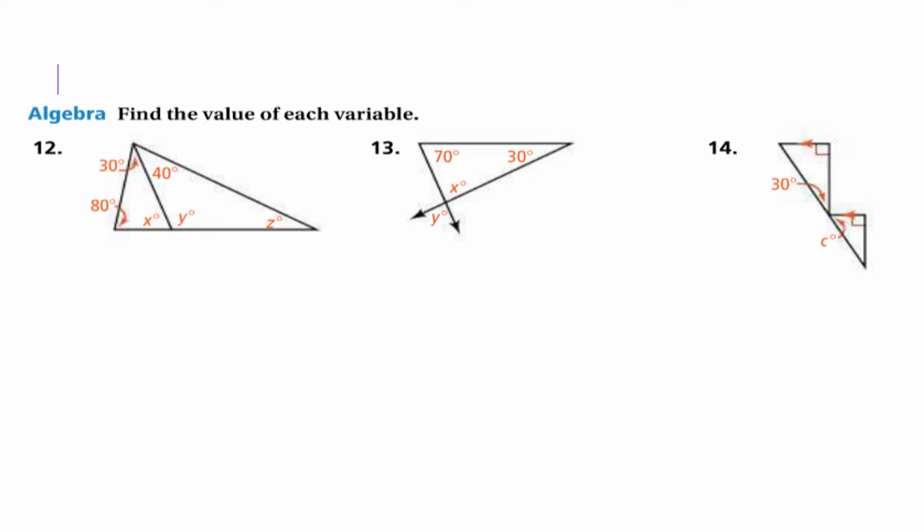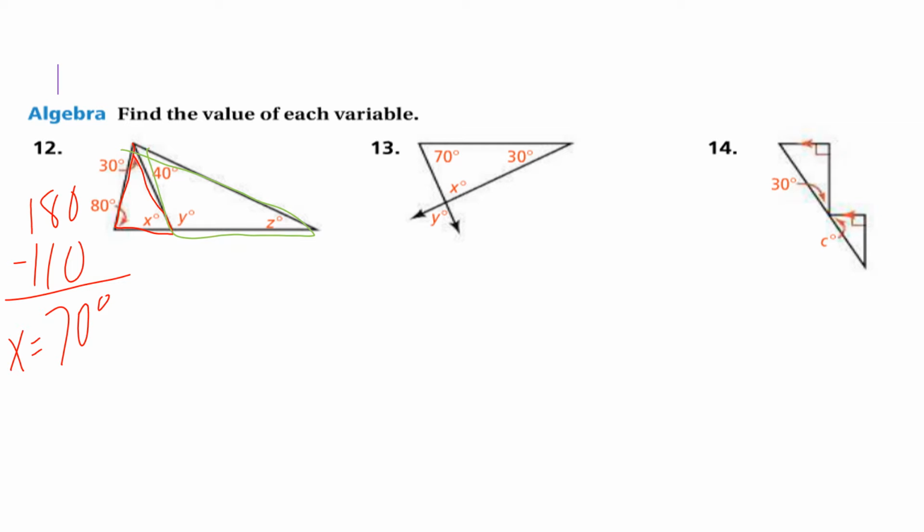For numbers 12, 13, and 14, we are finding the value of each variable. Obviously we have a few variables in each question here. For number 12, we have two triangles, and we can work with this triangle separately from the other. So 30 plus 80 is 110, and then 180 minus 110 is 70, which is what x equals.